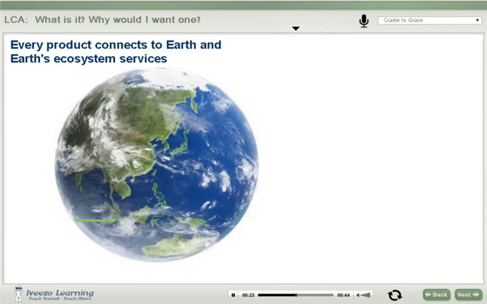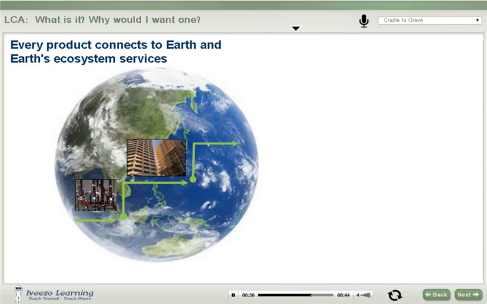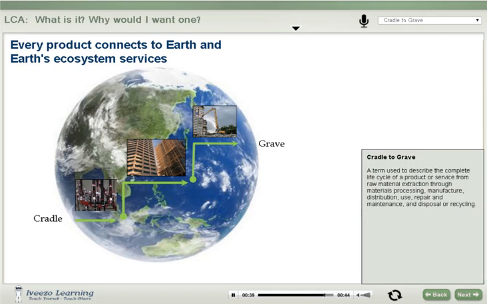At every step in a building's life, there are connections with Earth, and it is these connections that an LCA measures and evaluates in terms of potential impacts, cradle to grave. To help define these connections, value chain maps are created. Read the on-screen text and then click Next to learn how you would start mapping the value chain of a hypothetical window.